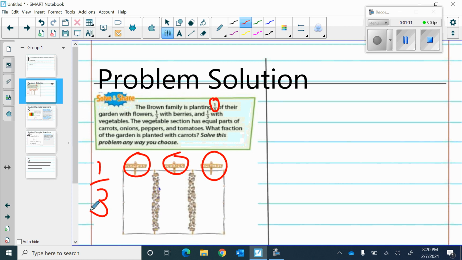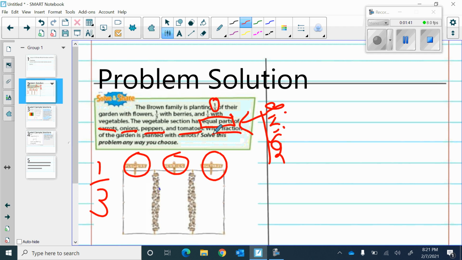And then it says the vegetable section has equal parts of carrots, onions, peppers, and tomatoes. So that is telling us our divisor. Why is that our divisor? Because it's telling us how many equal parts that we want. And that's what our divisor does. It tells us how many equal parts we're going to be splitting something into.